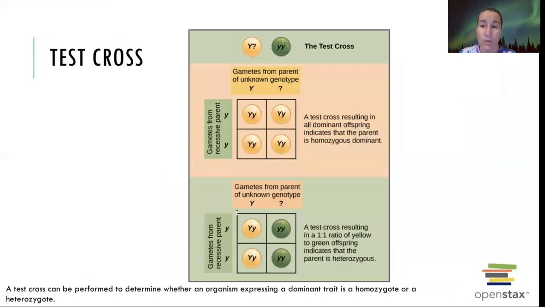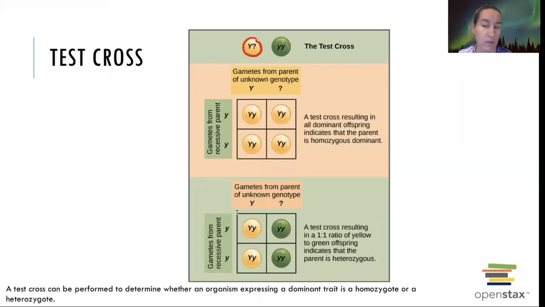What happens if you don't know what the genes are? If you have an offspring and you don't know what the genes are, but you can see its phenotype, then we will perform what is called a test cross. If you know what the phenotype is, but you don't know what the genes are, perform a test cross. So here is our yellow pea, and we know it's yellow.